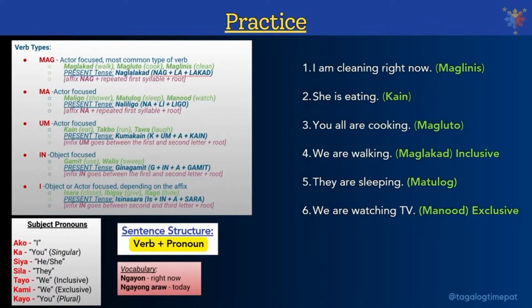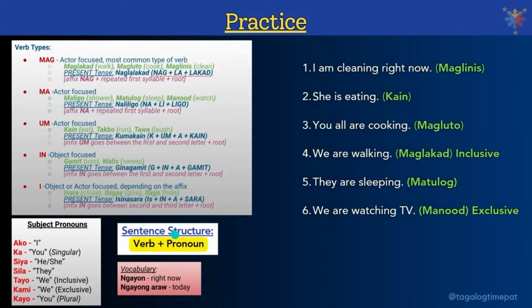So number 1, I am cleaning right now. Maglinis means to clean. Number 2, she is eating. Kain means to eat. Number 3, you all are cooking. Magluto means to cook. Number 4, we are walking. Maglakad, inclusive. Number 5, they are sleeping. Matulog. And number 6, we are watching TV. Manood, exclusive.